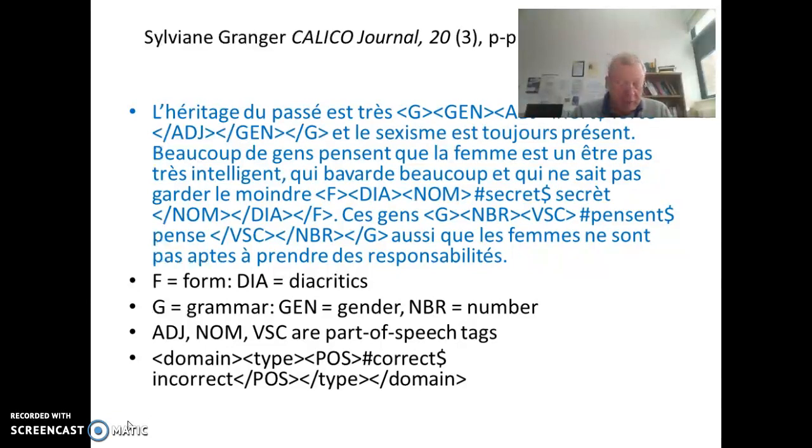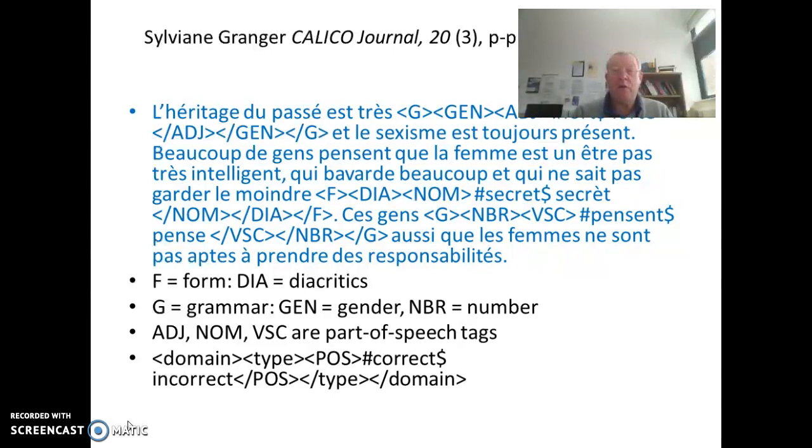A second error was found where "secret" was written incorrectly with an accent marker. This was an error of form, shown by the F, diacritics, shown by the "dia" in angle brackets, and an error to a noun. We can see in each case that the error sequence is closed by the 3 codes for the type of error preceded by a /.